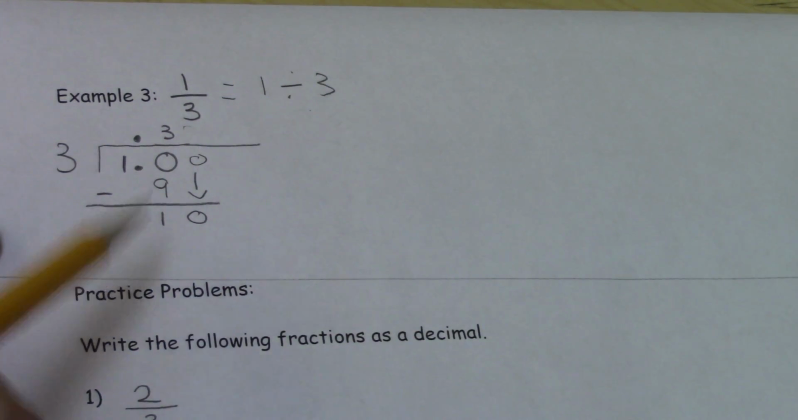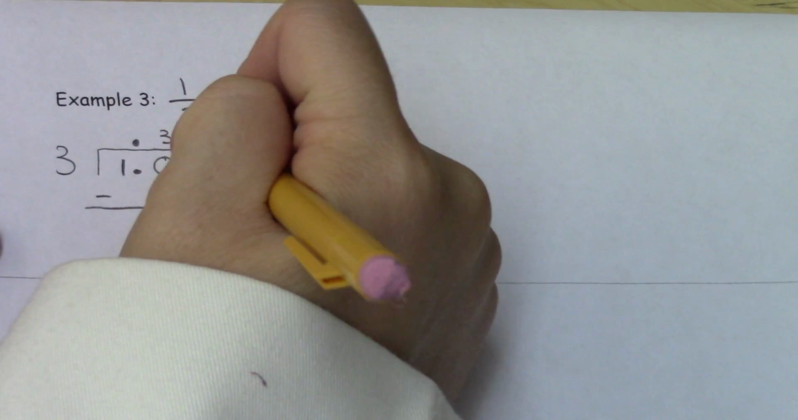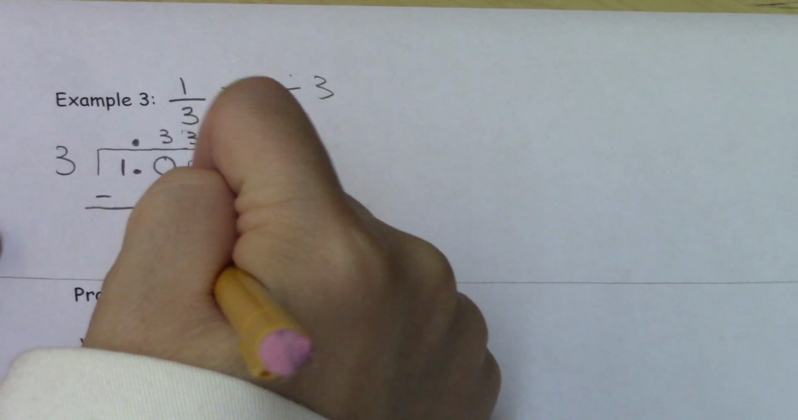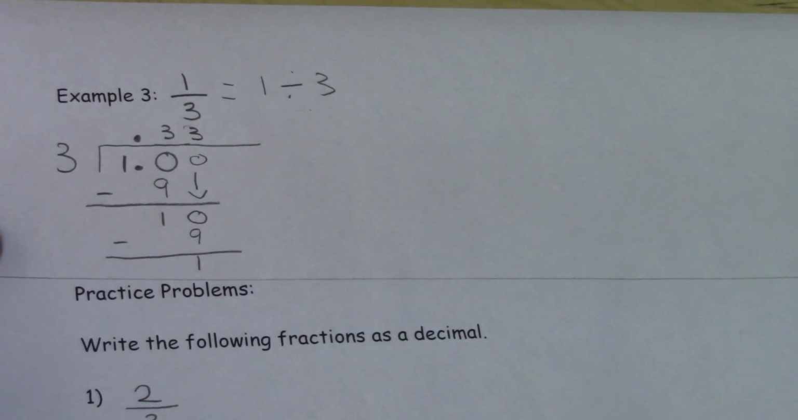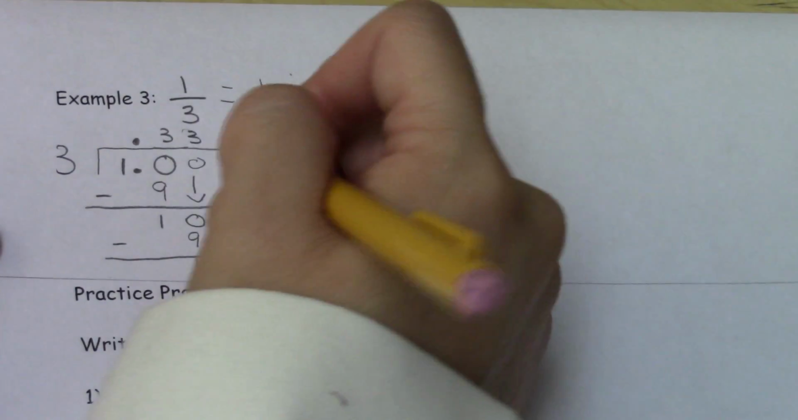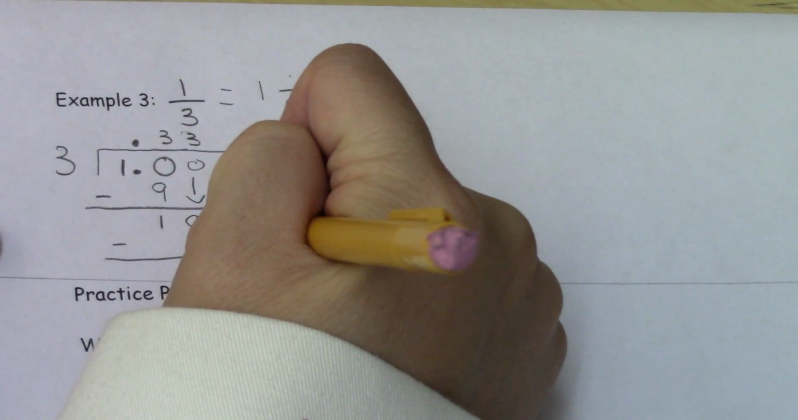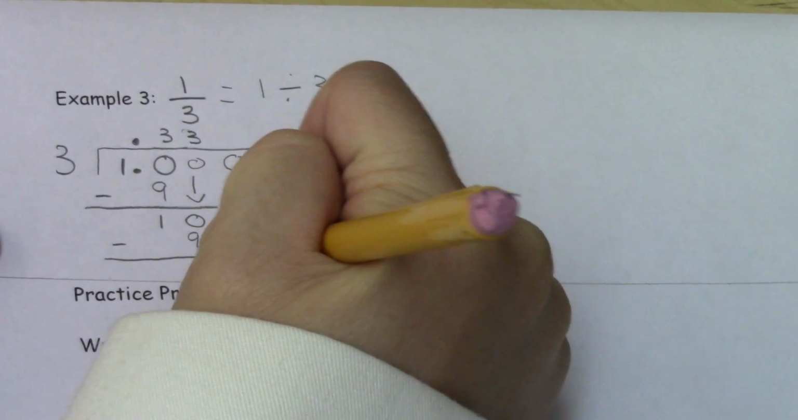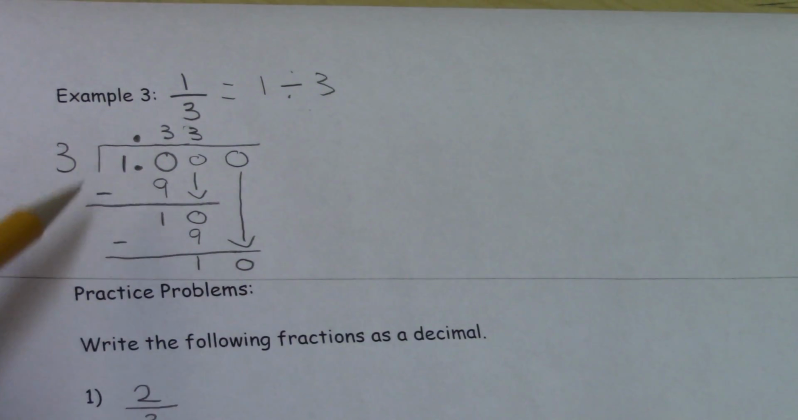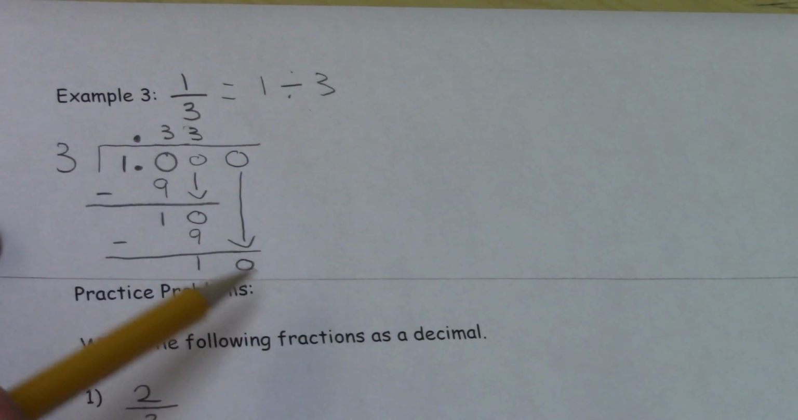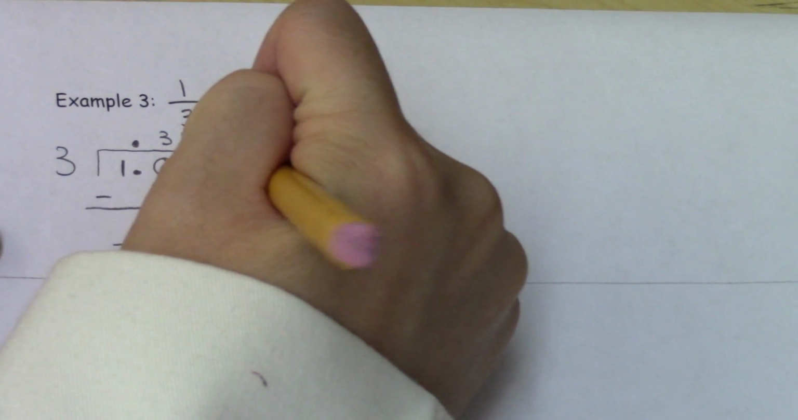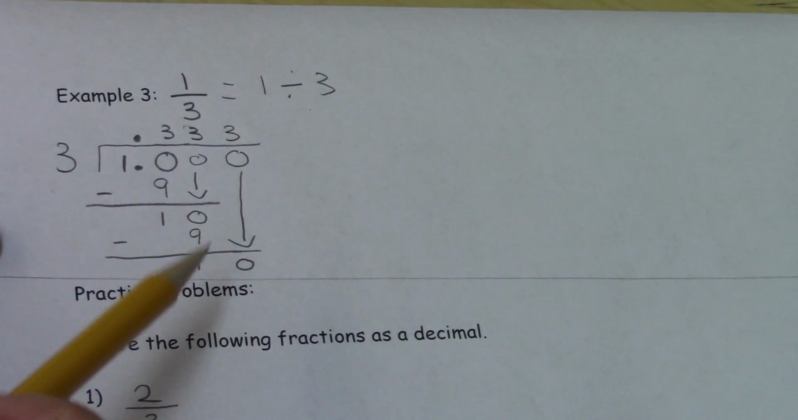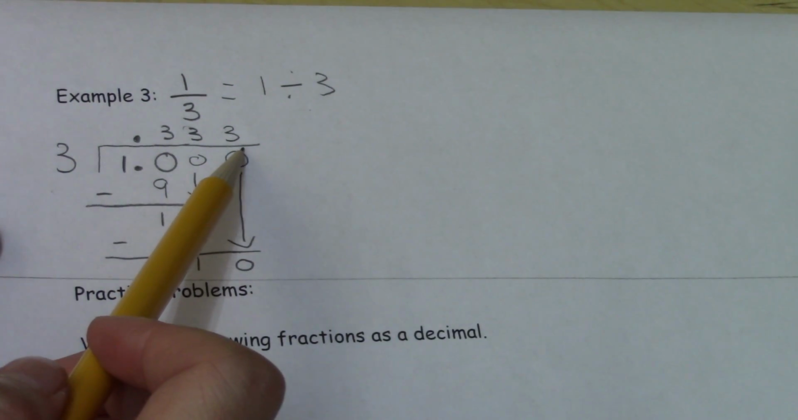3 goes into 10 3 times. 3 times 3 is 9. Subtract that, I'm just going to get a 1 again. Now, I'm going to just do this one more time just to make the point clear. When I add another 0 and then bring it down, add another 0 and bring it down, well, I'm just going to keep getting 10 over and over and over again. And you already know that 3 goes into 10 3 times. So every time I bring down a 0, I'm just going to keep getting 3s, okay?